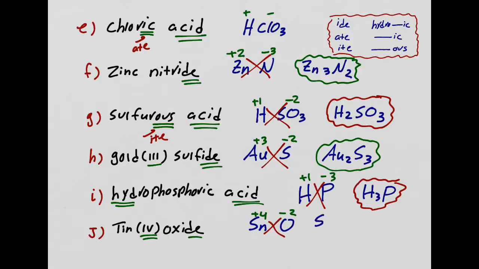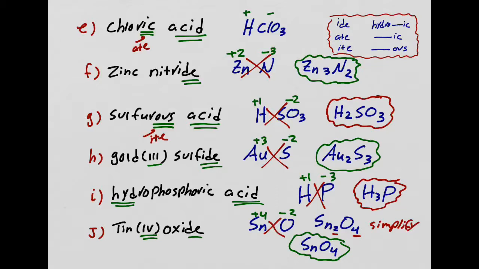So what I have would be Sn2O4. Except what do I need to do? And you must do. I can simplify this. I can simplify by dividing it by 2. If you can simplify, you must simplify. If I divide by 2, I get SnO2. I get SnO2 because you must simplify if you can simplify.